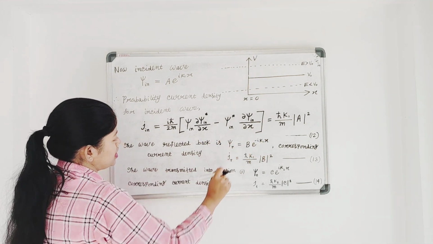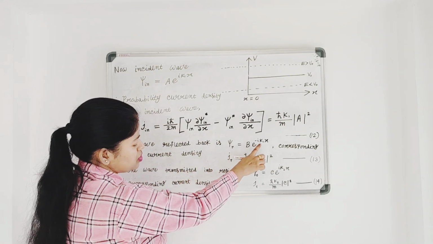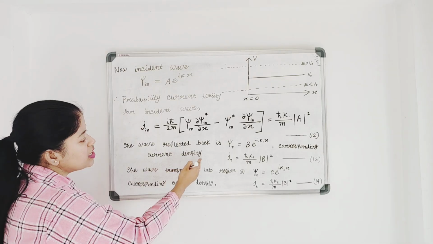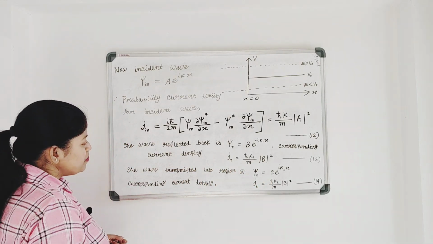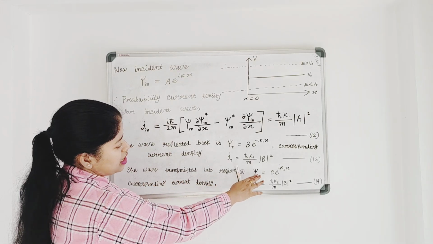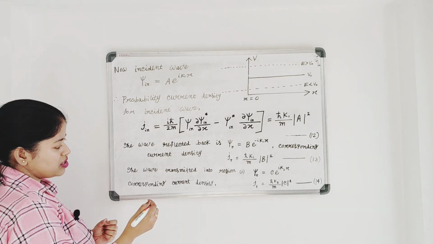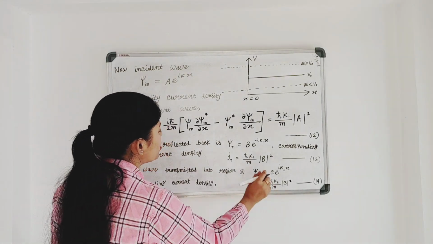The wave reflected back is psi r, which is b e to the power minus i k1x, and if we calculate its corresponding current density, we get Jr, which is h cut k1 by m mod b square. In a similar way, for the wave transmitted into region 2, which is psi t, that is c e to the power i k2x, we get Jt, which is h cut k2 by m mod c square.